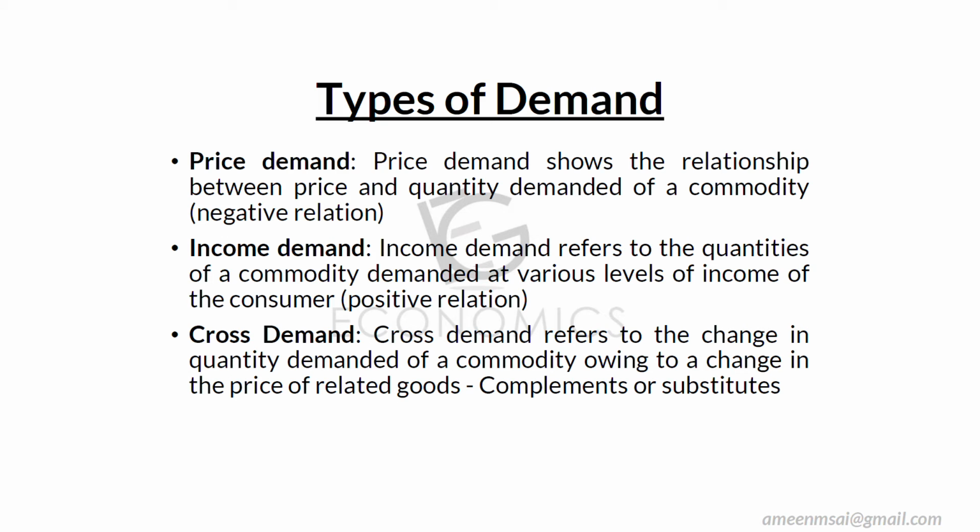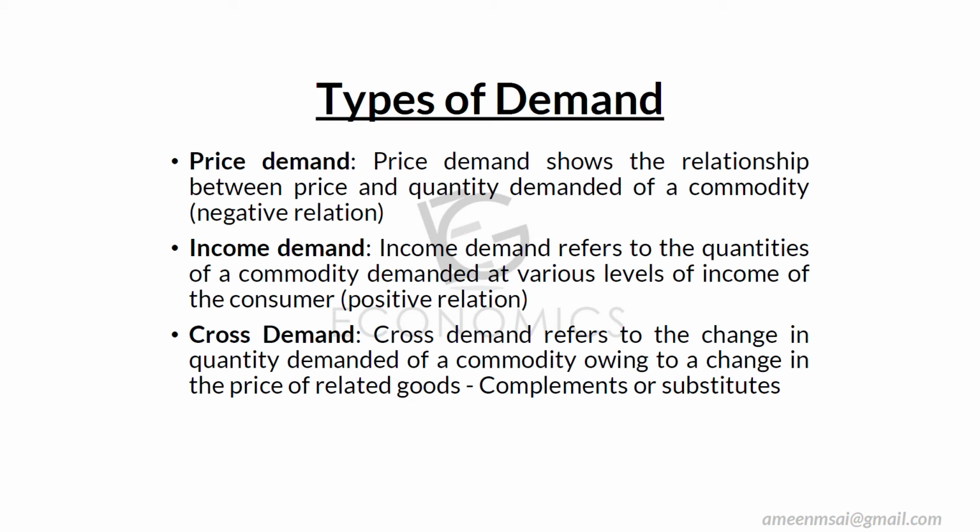Price demand is the relationship between price and quantity demanded. Price demand shows the relationship between price and quantity demanded of a commodity. So what does price demand show? The relationship between price and quantity demanded of a commodity: the price of a commodity and the quantity demanded of that commodity. And we said that it proposes a negative relationship. So that's price demand.